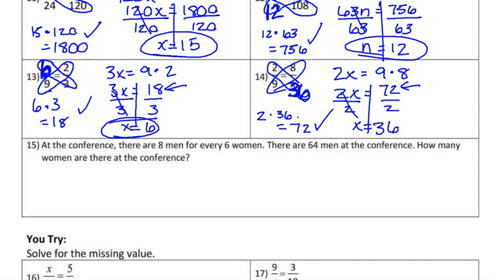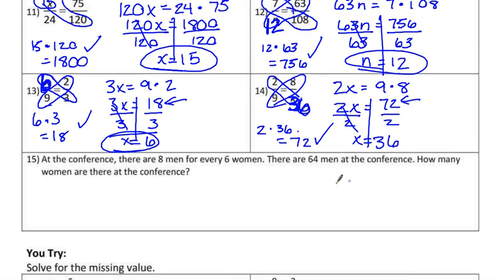All right, now let's check out word problem 1. At the conference, there are 8 men for every 6 women. There are 64 men, and it's asking for how many women are at the conference. So do you see, I underlined here the important information. That's what I expect you to be able to do as well.